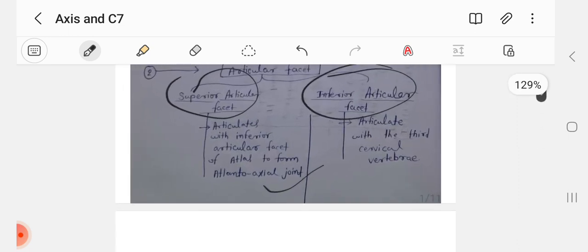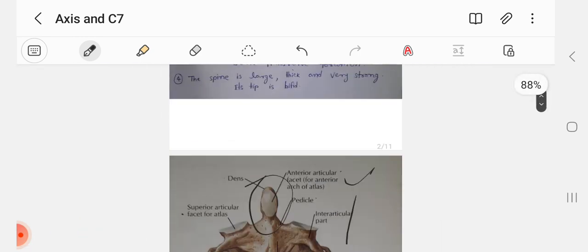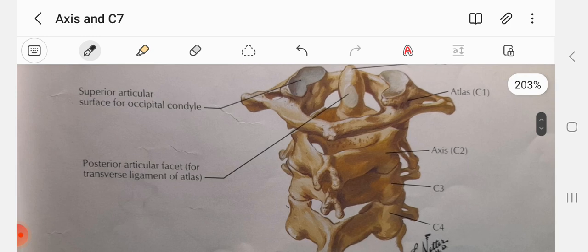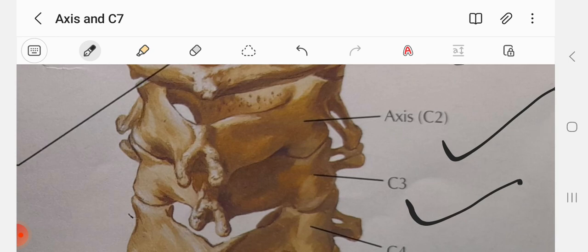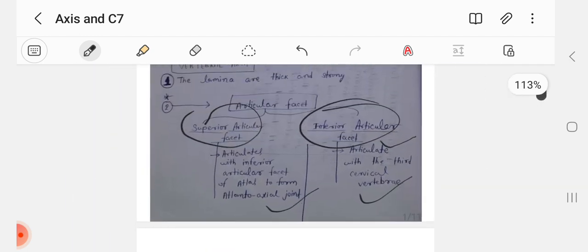Next, regarding the inferior articular facet. The inferior articular facet articulates with the corresponding facet of the third cervical vertebra. If you look at this image here, this is the atlas, this is the axis, and this is the C3 cervical vertebra. If you look closely, this is the superior articular process which bears the facet of the C2 vertebra, and here this is the C3 vertebra, which also has superior articular facets. These both form joints. So these were all about the articular facets.